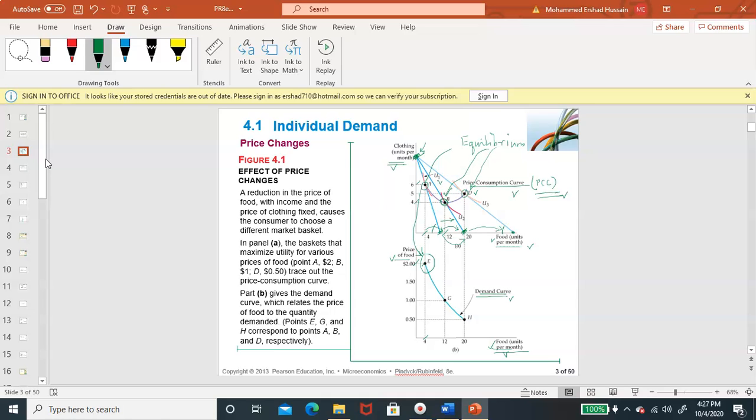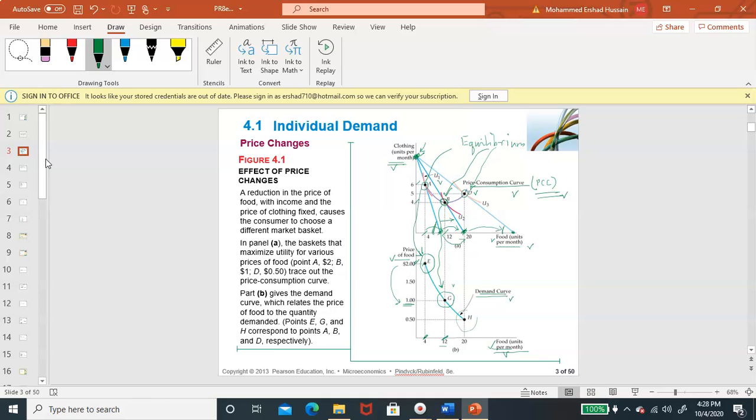At that price ratio, the price of food was 2, and the consumer was consuming at equilibrium 4 units of food. Then the next one, when the price of food decreases from $2 to $1, this is the corresponding point. So this is the equilibrium B, and corresponding to that equilibrium B, we have this point on the demand curve. Here, the price of food is $1, and the consumer is consuming 12 units.